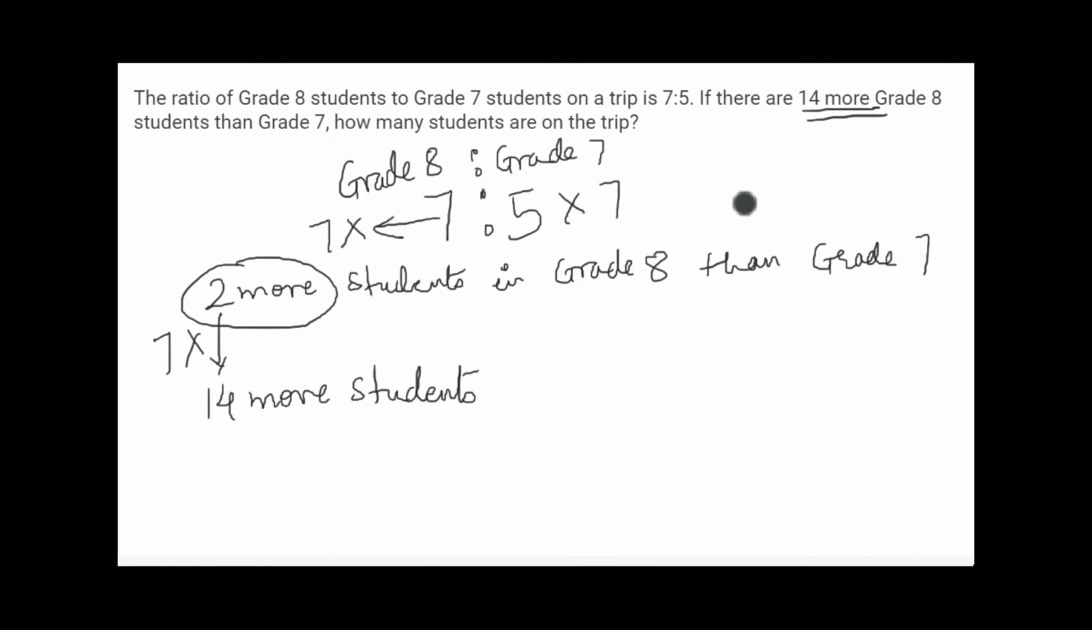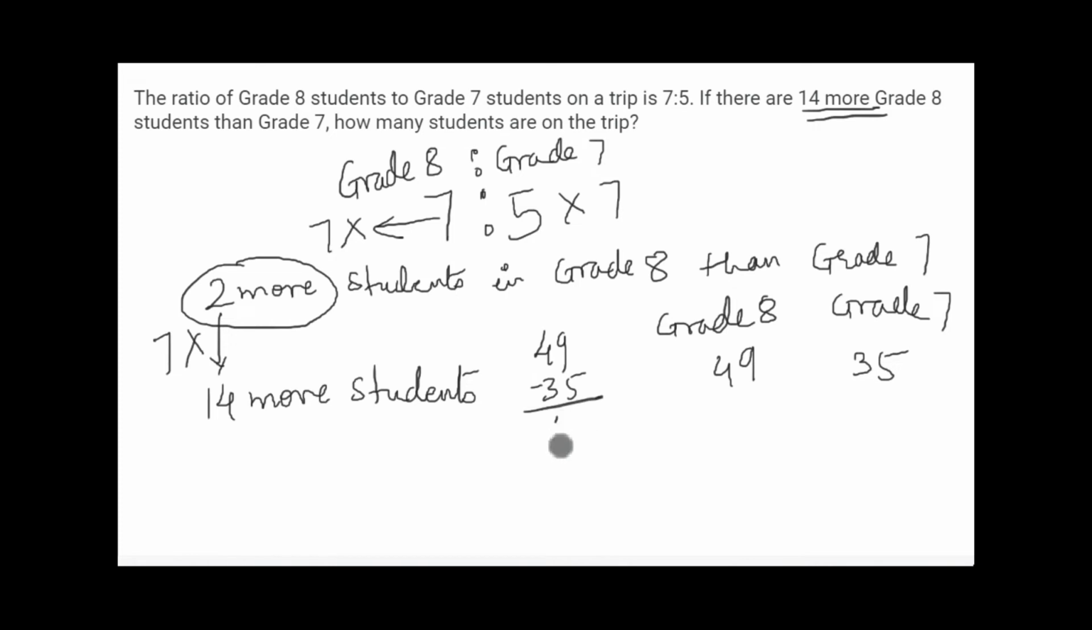So the ratio we'll get is grade 8: 49 and grade 7: 35. If you check 49 minus 35, you get 14. So there are 14 more students in grade 8 compared to grade 7. So these are the number of students in grade 8 and these are the number of students in grade 7.